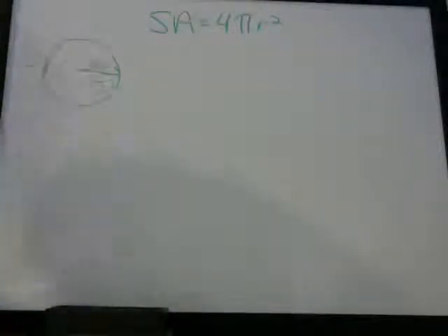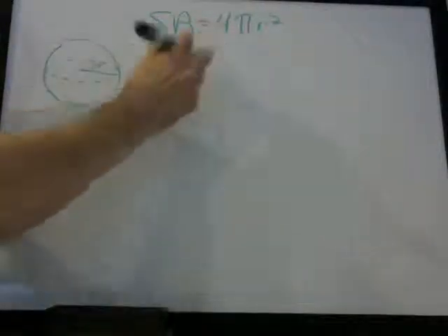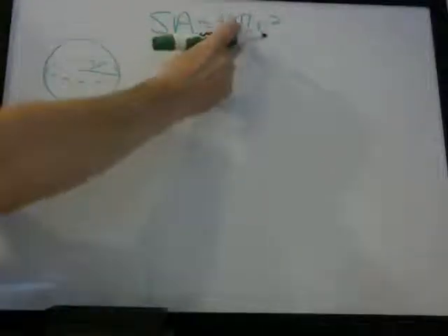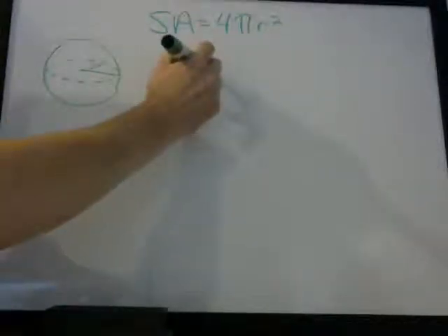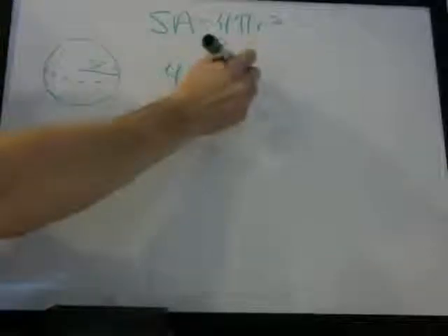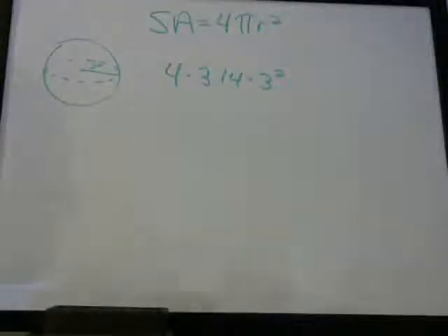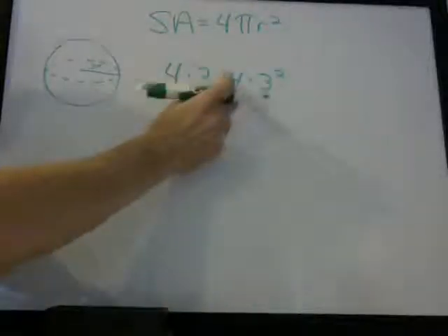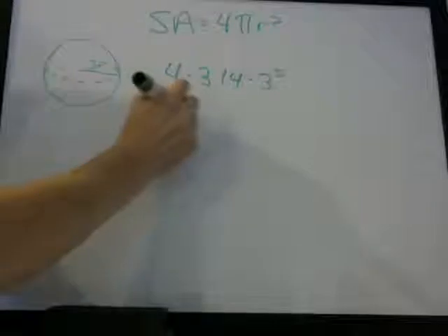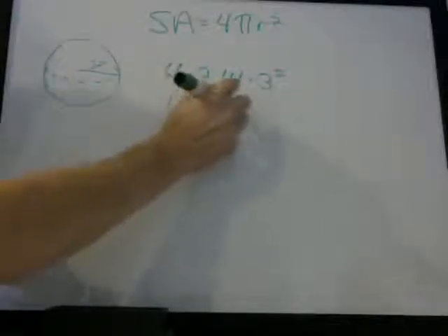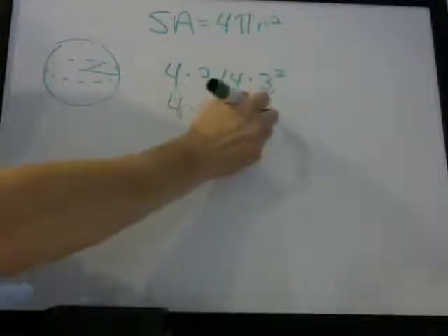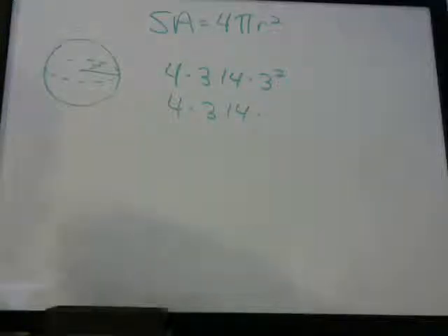Well, we just plug it into our formula. They've given us the radius, it's 3. So it's 4 times pi. And what's pi? 3.14. So it's just a number times radius squared, 3 squared. Remember the order of operations. You have to do exponents before you do multiplication. So we have 4 times 3.14. And then what's 3 squared? 3 squared means 3 times 3.